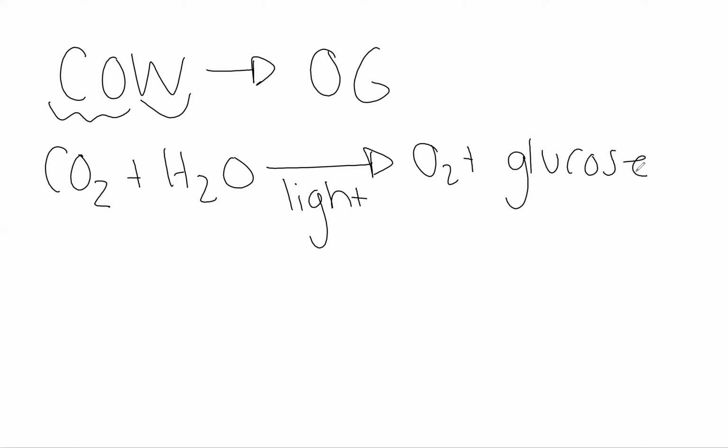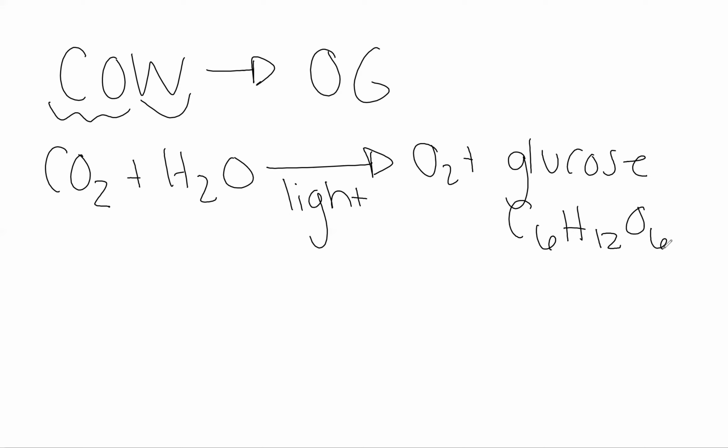And the chemical formula for glucose is C6H12O6. You don't have to know the chemical formula. So that is the equation for photosynthesis. Remember, it's the opposite of cell respiration.